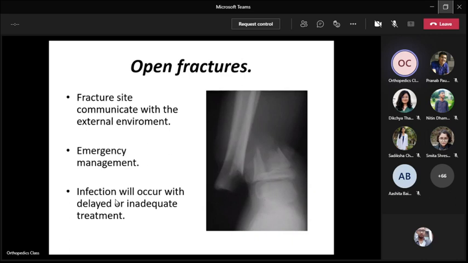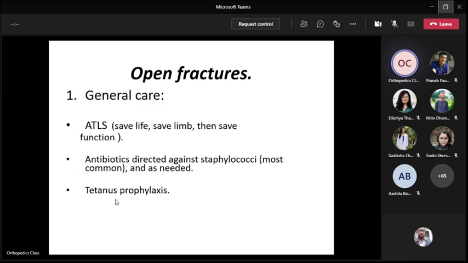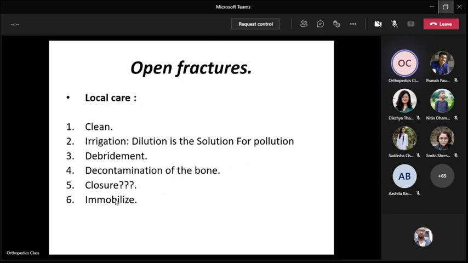Something about open fractures, I have told you initially: fractures which communicate with the external environment are open fractures. This is always an emergency. If you don't clean it, then chances of infection, non-union and malunion are always there. So general care, again, is life-saving, ATLS protocol, antibiotics are a must, tetanus prophylaxis should be given, splintage can be given, and then you go for the X-ray, and once everything is okay, you take the patient to the operation theater. Sedation is to be given, clean the wound, irrigation through normal saline or clean water, whatever is available.